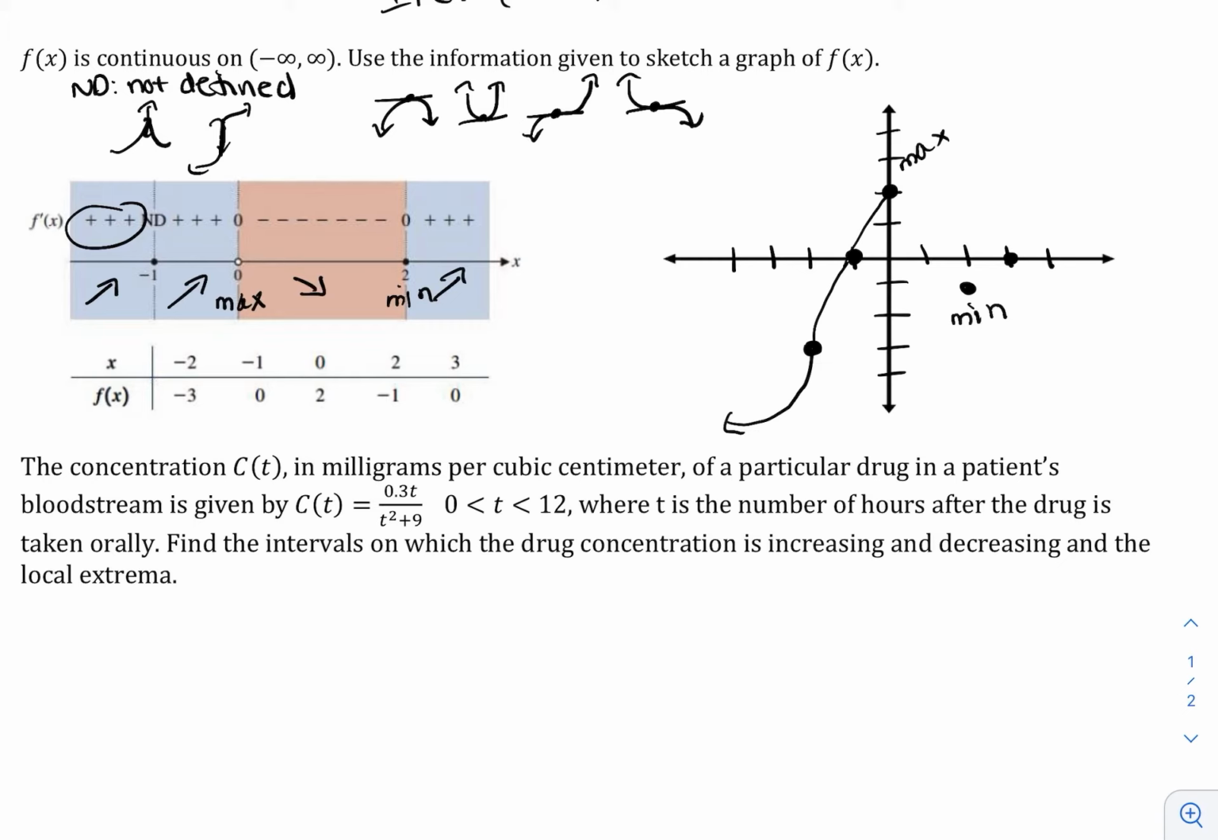Once I hit my max, I U-turn. I decrease till my minimum. I U-turn, and then I increase again. So if you label your max and your mins, you'll know when to U-turn. So that's why it's really nice.